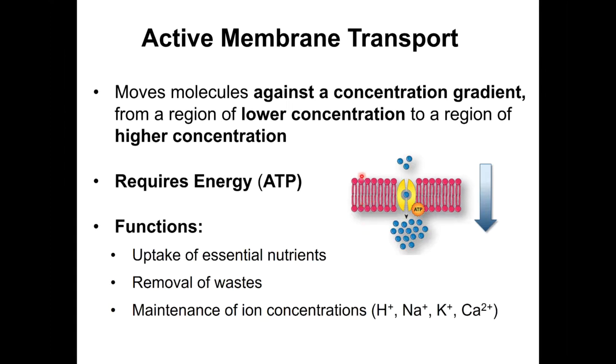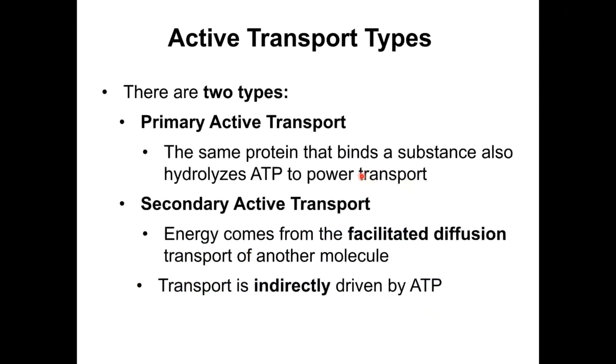And so, for example, when we talk about neurons and muscle cells, they have to keep this differential, and they have to do it using active transport. Now, there are two types of active transport in general, and both of them require energy. The difference between them is how they get the energy. In primary active transport, the energy is given to the same transporter by a molecule of ATP.